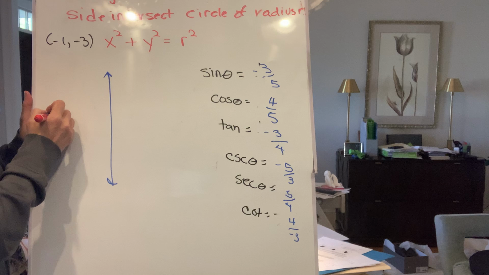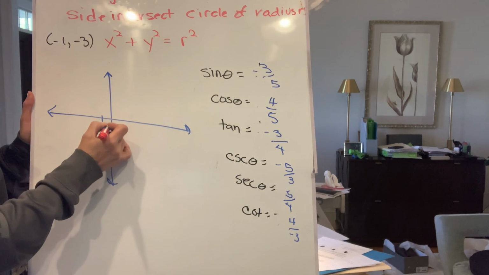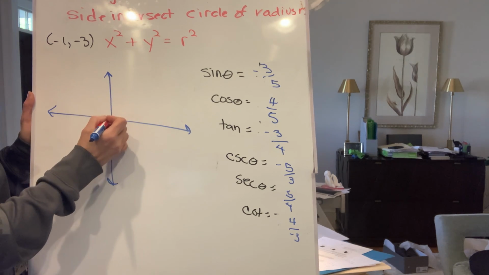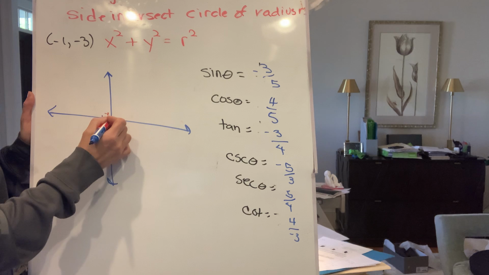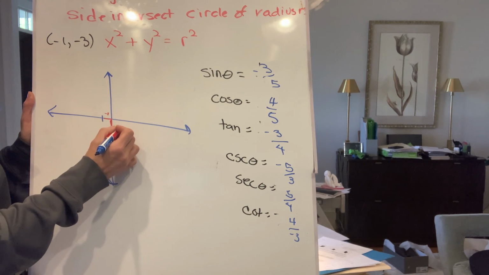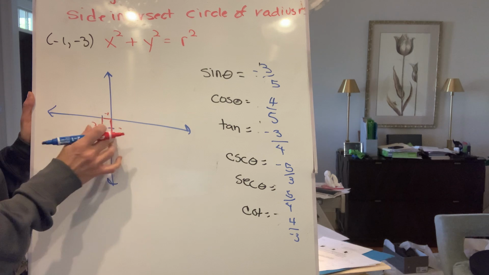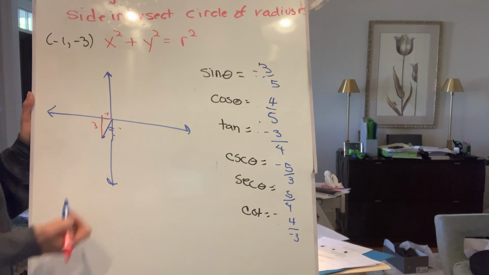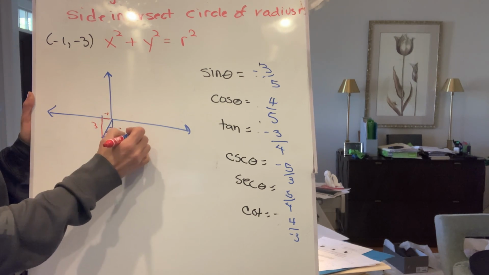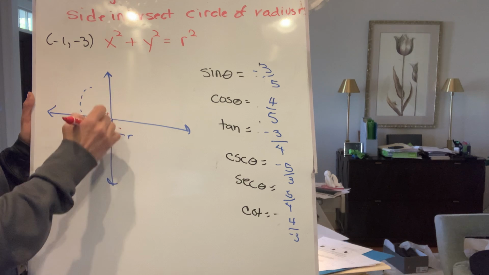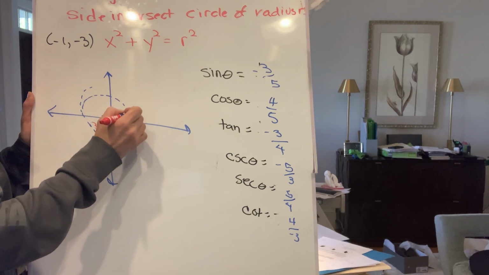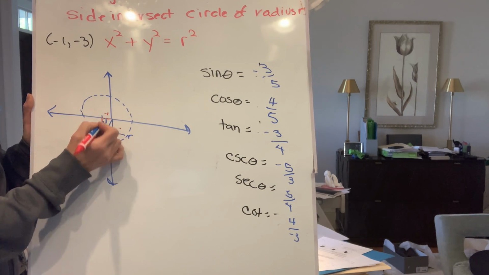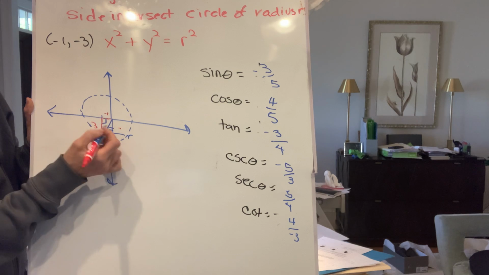All right, let's try it again. Let's go to the point -1, down -3. This distance from here to here is 1. This distance from here to here is 3. I'll put it over there. And I can draw a radius there, and then I can draw a circle around here, like so. If I look at this right triangle here, it has sides -1 and 3.